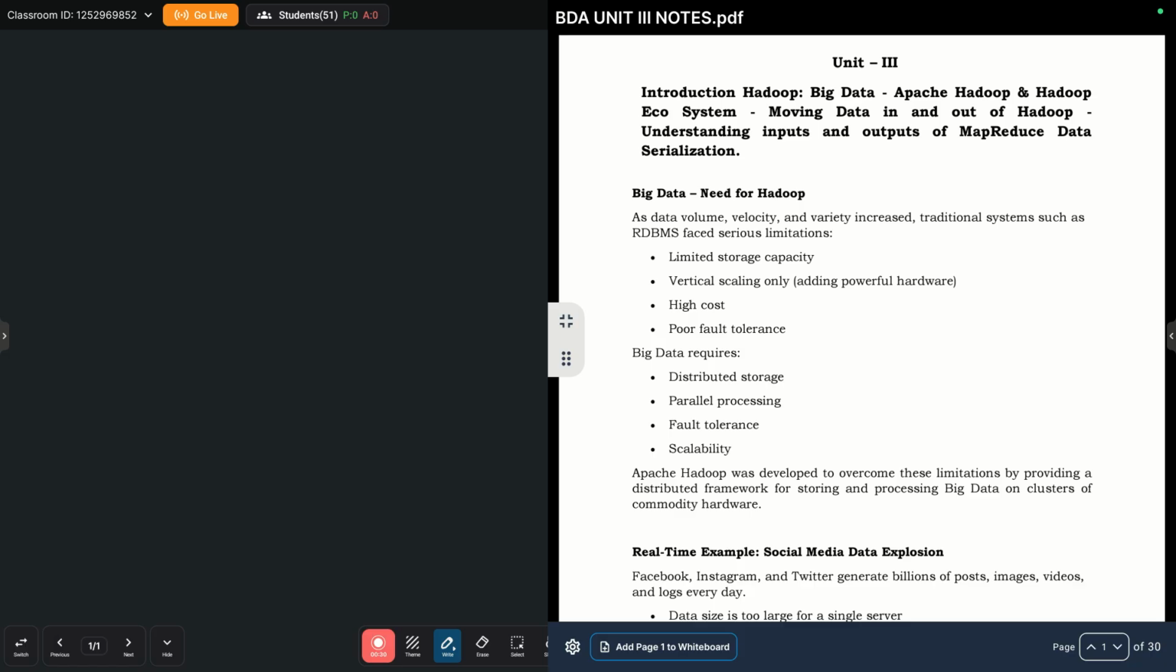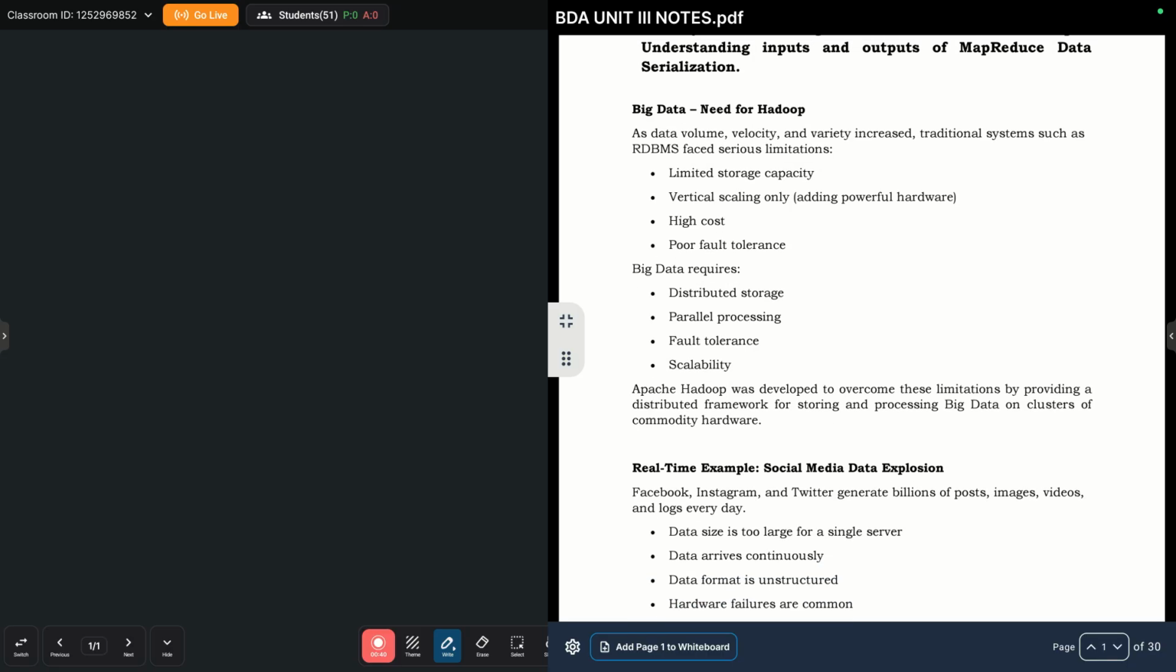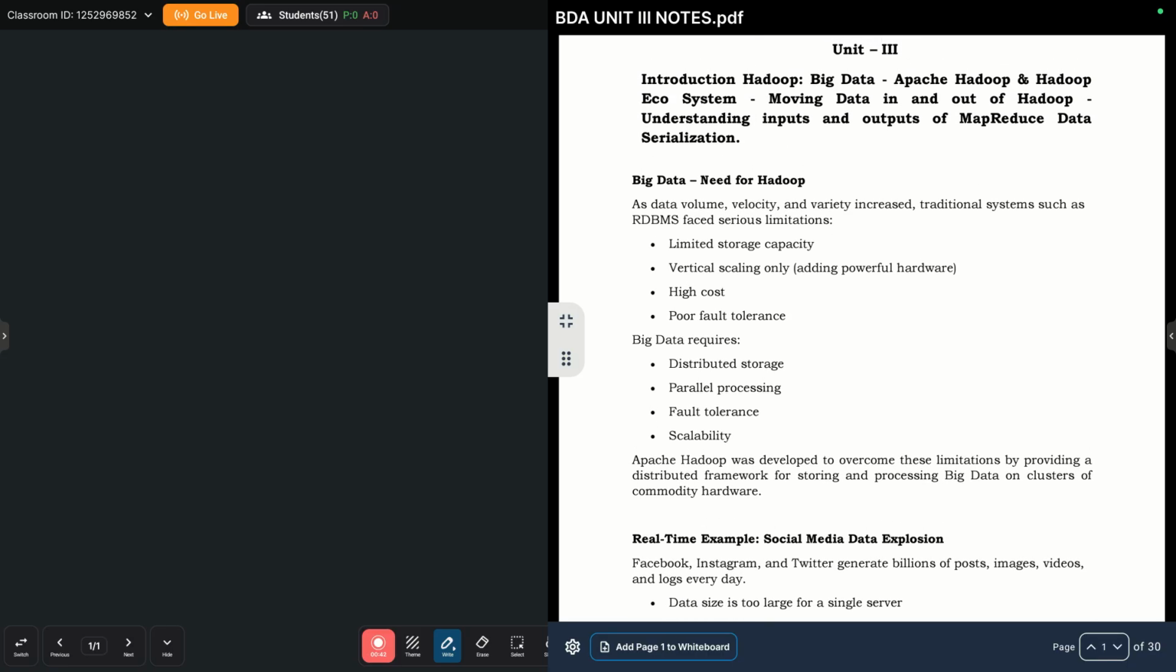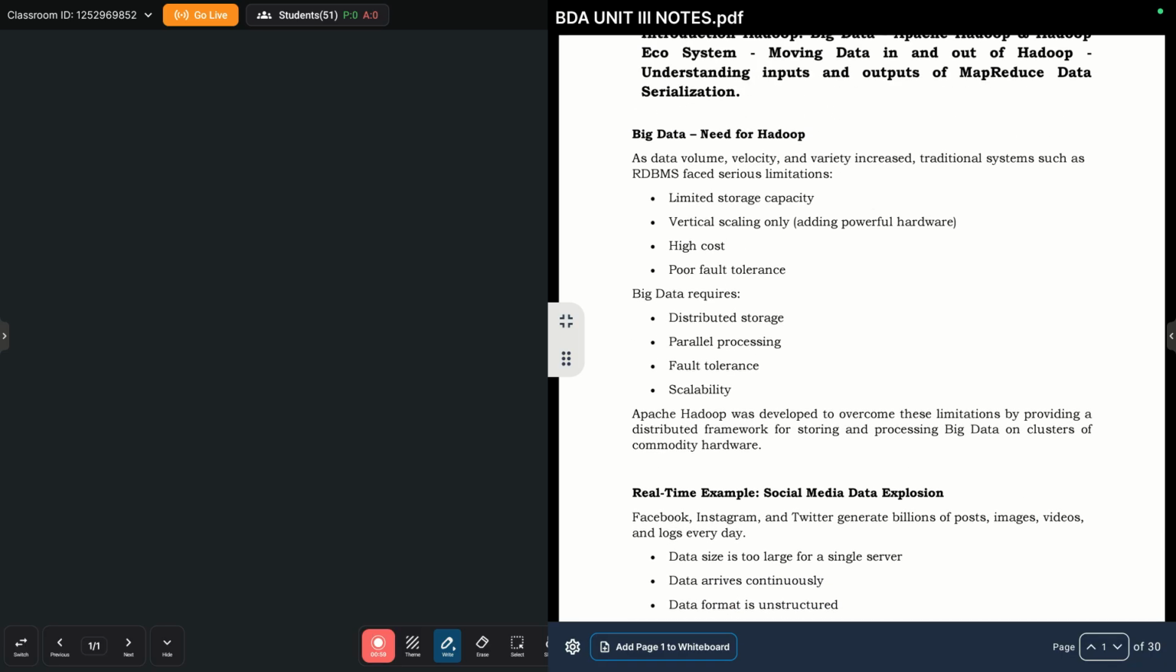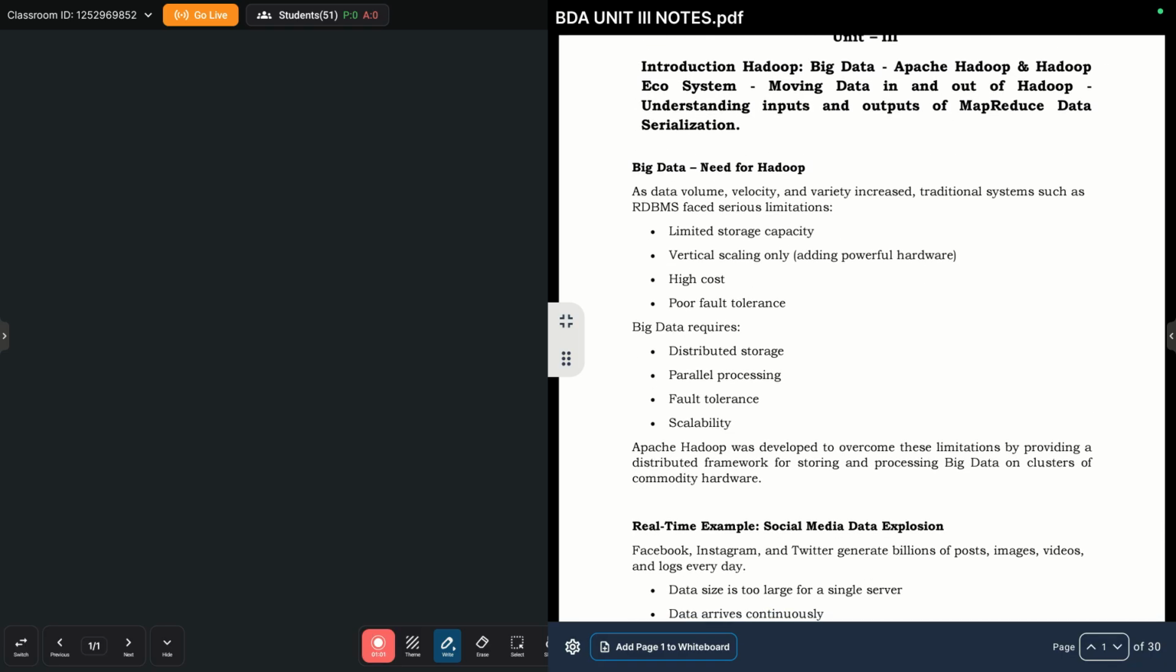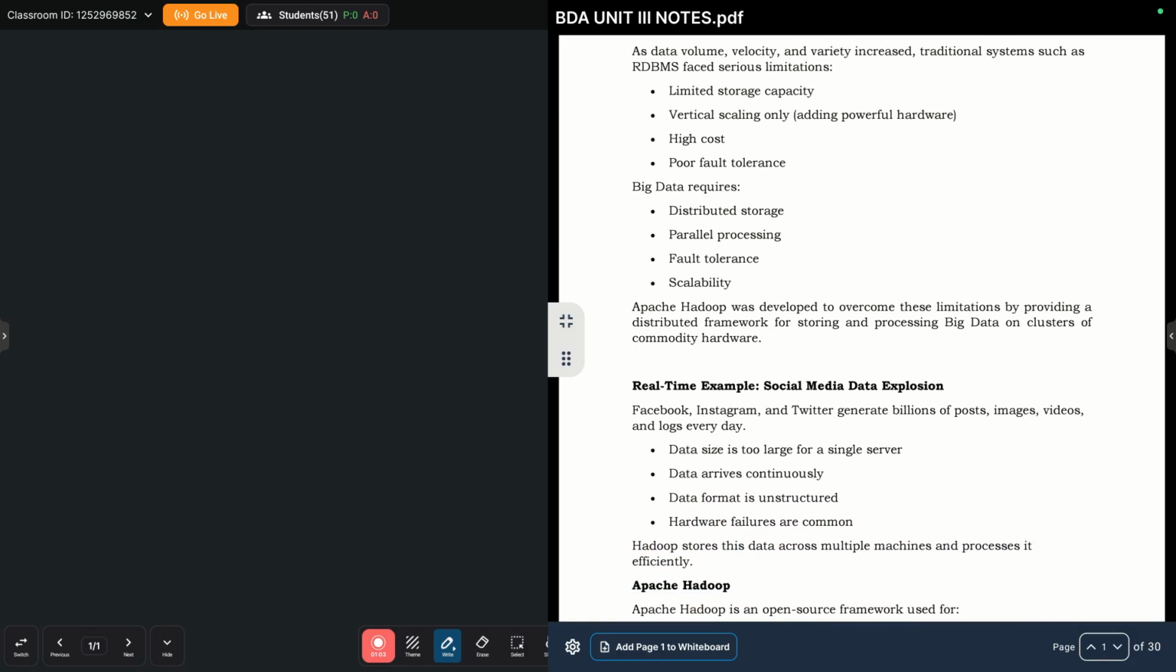So coming to the third unit topics, already we have covered these topics. One more time, we'll revise them. The third unit of the syllabus is: Introduction to Hadoop, what is big data, Apache Hadoop ecosystem, moving data in and out of Hadoop, and understanding inputs and outputs of MapReduce, data serialization. We have seen what is big data and what is Apache Hadoop.